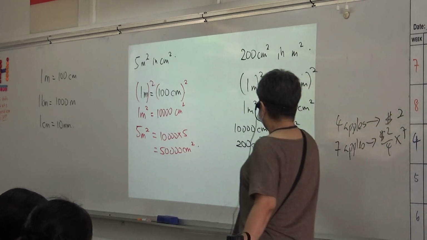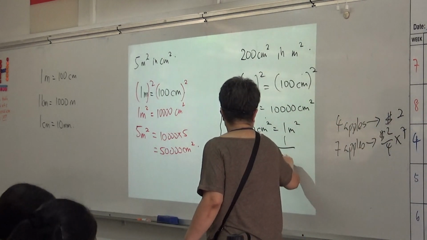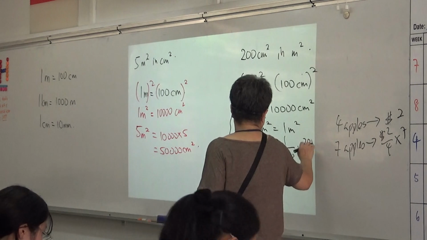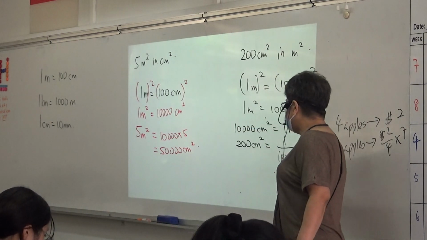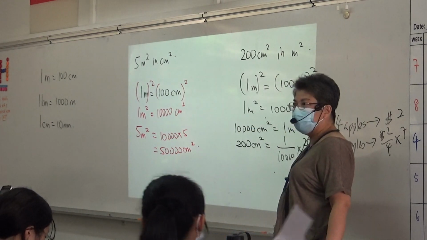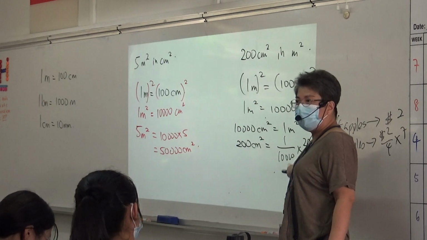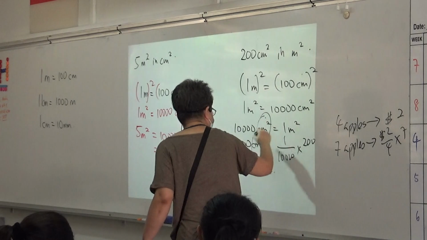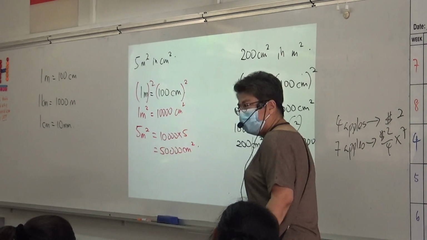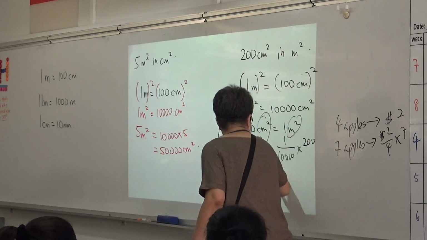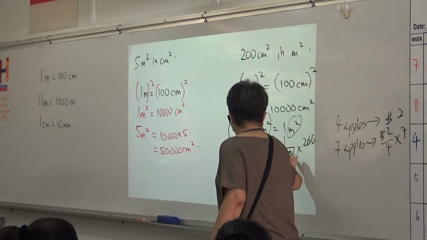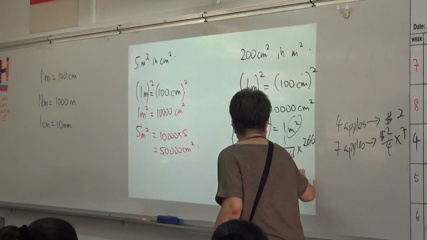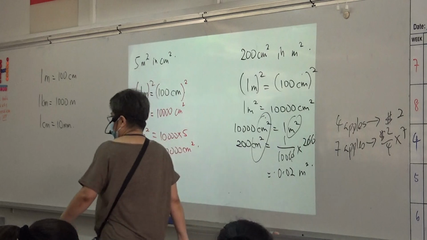Now, if I write this, what does it mean? This one over this one, I'm finding 1 cm square is how many meters square. Then I times 200. Can you see? You must line up like that, if not, it's wrong. So this one, the 2 0s will go off. So 0.02 meters square.